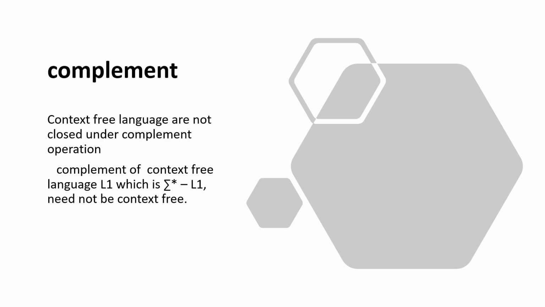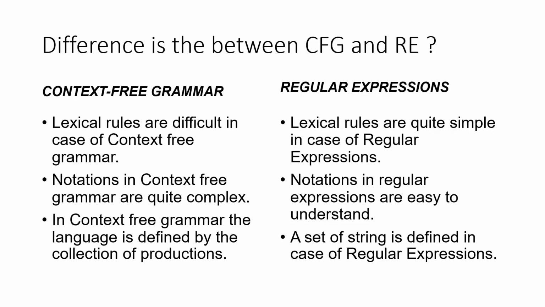So the most commonly asked question in this topic is: what is the difference between CFG and RE, context-free grammar and regular expression? Lexical rules are difficult in the case of context-free grammar. Lexical rules are quite simple in regular expressions. Notations in context-free grammar are quite complex, as we have seen till now. Notations in regular expressions are quite easy to understand. In context-free grammar, the language is defined by a collection of productions. In regular expressions, a set of strings is defined.